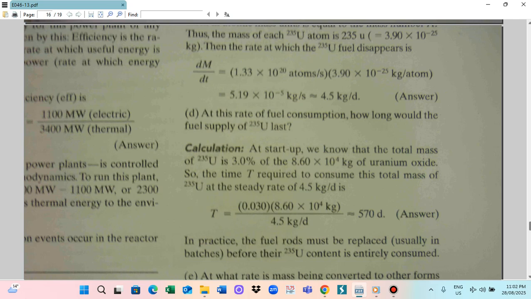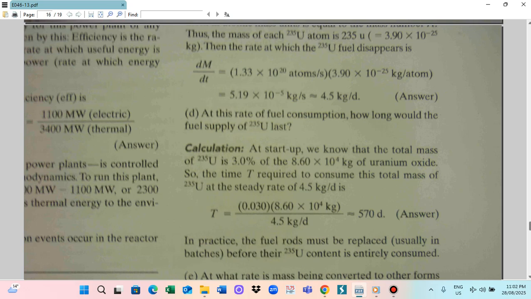So here you see the uranium oxide. Uranium oxide is providing 8.6 times 10 to the power 4 kilogram of uranium. 3% enriched means that only 3% of the uranium contributes to the energy. Therefore, 3% of 8.6 times 10 to the power 4 kilogram can be calculated. So the total supply of uranium is 0.03 times 8.6 times 10 to the power 4 kilogram.